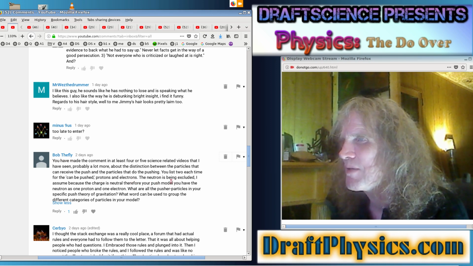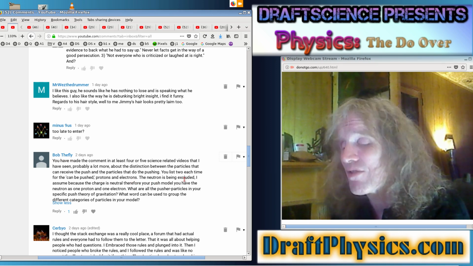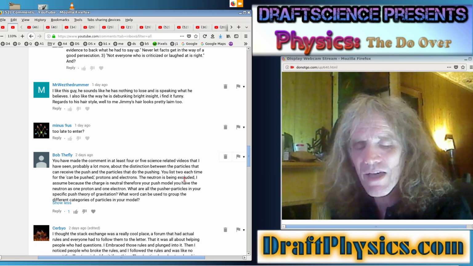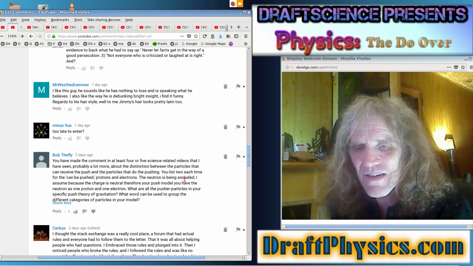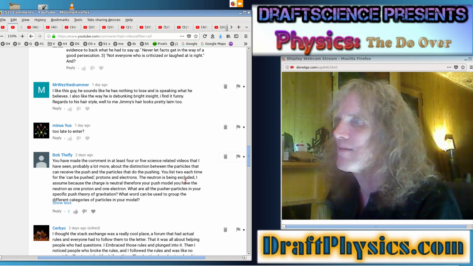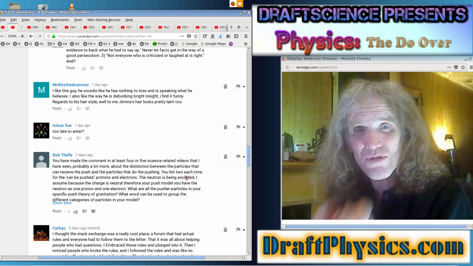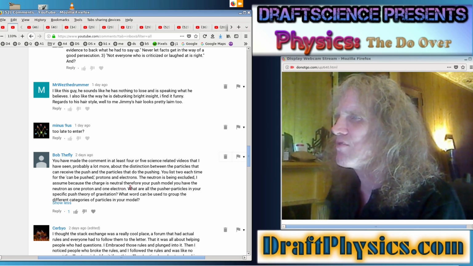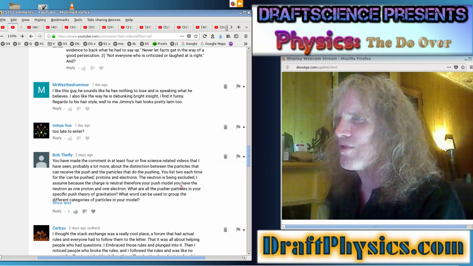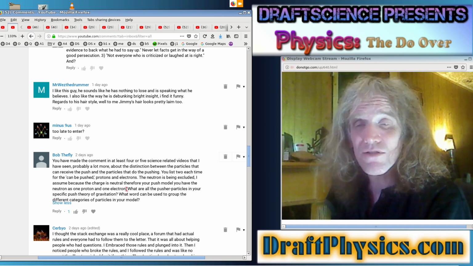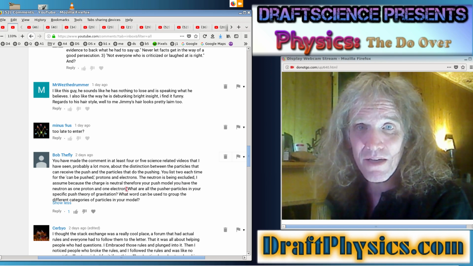The neutron is being excluded. No, I point out how the neutron is an electron and a proton. It's a dipole. Okay, so yeah, it's getting moved like the other electrons and protons. It's just an electron and proton close together. That's what a neutron is. I assume because the charge is neutral, therefore in your push model you have the neutron as 1 proton and 1 electron. Well, yeah, that's what they decay into. It seems perfectly logical to me, so I'm going with that.